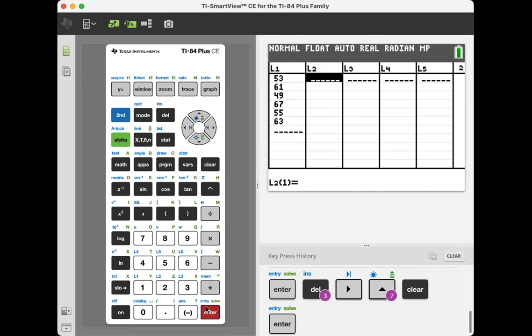Stat button. Oh, enter, enter, enter. Don't hit clear, just type over. 53. 61. 49. And 67. 55.